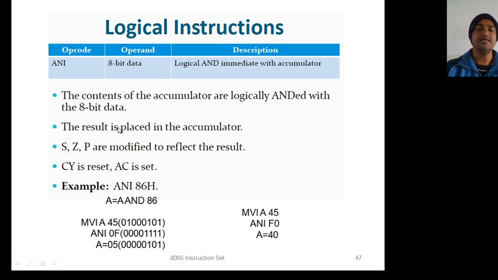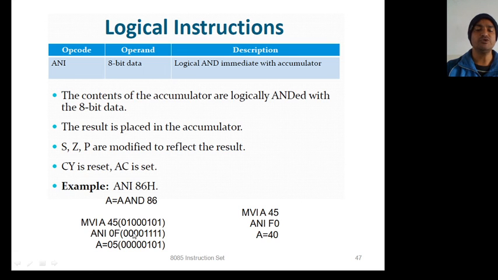The result is placed in the accumulator. Same thing, it will modify the sign flag, zero flag, and parity flag, and the carry flag will always be reset, and the auxiliary carry flag will always be set. For example, MVI A, 45, then ANI 0F. You are performing the AND operation of 45 with 0F.